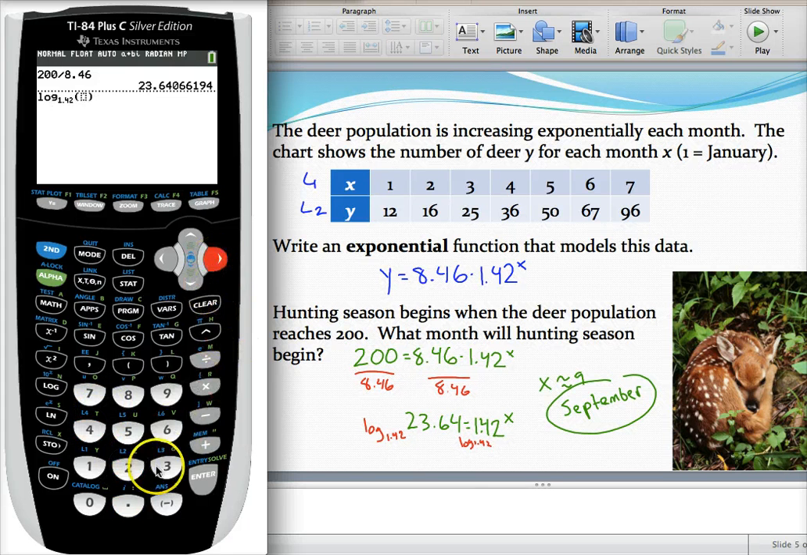So log base 1.42 of 23.64 gets me my answer of about 9. And of course, they wanted to know what month, so the 9th month would be September. So there's how we can use one of these models to make a prediction about a real-life situation.